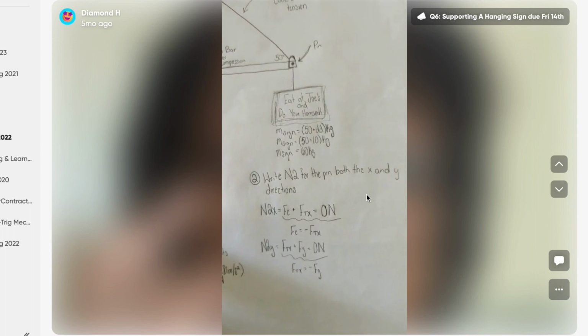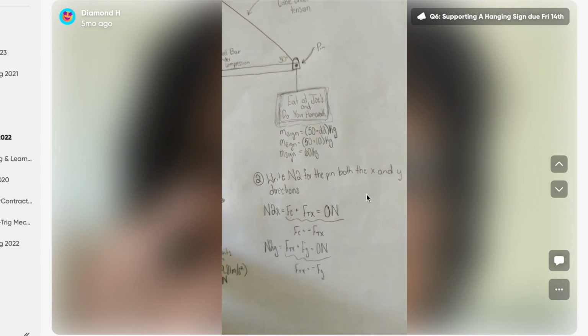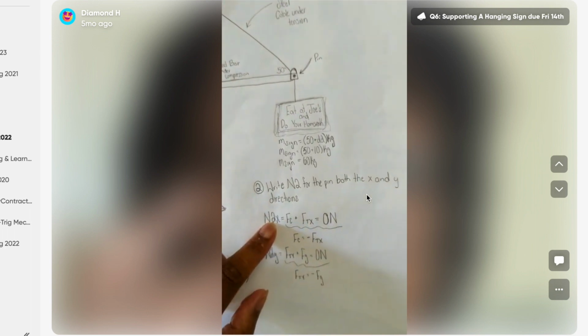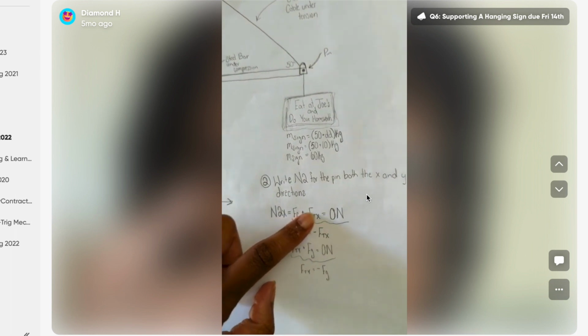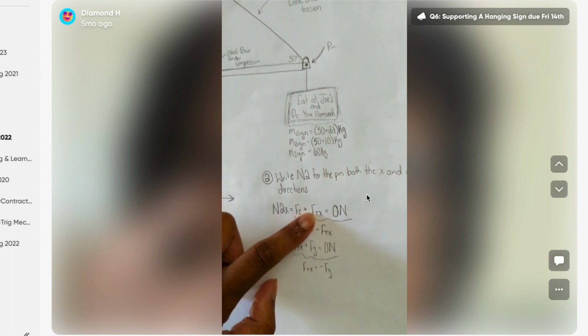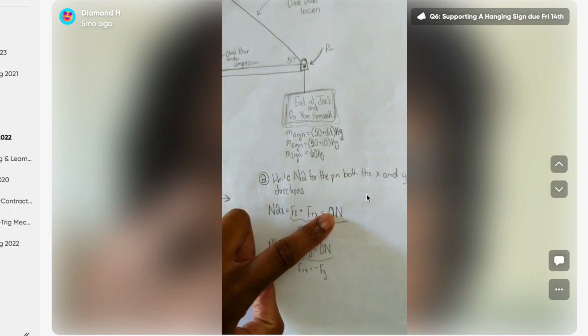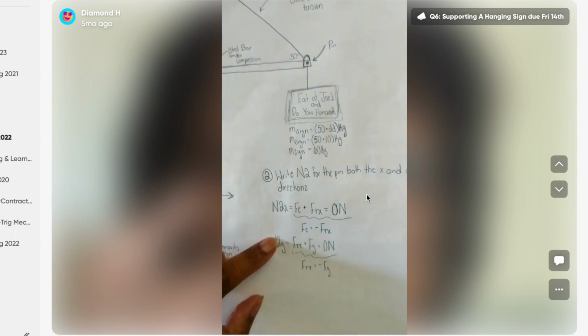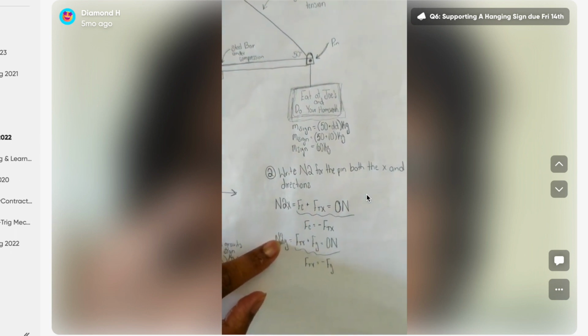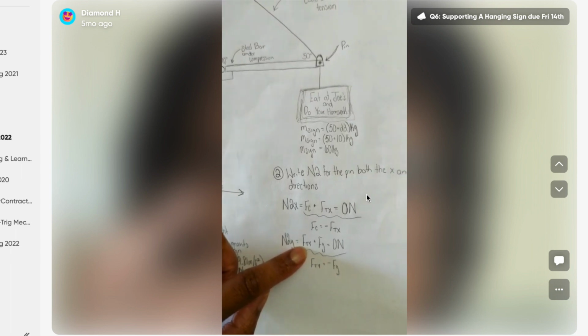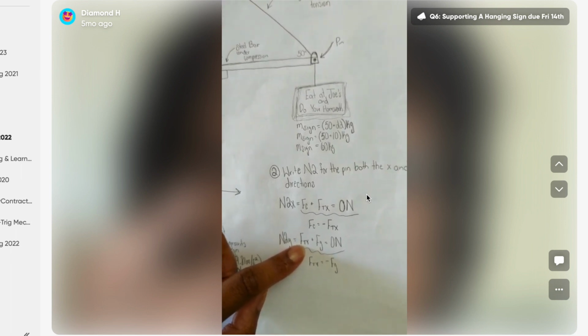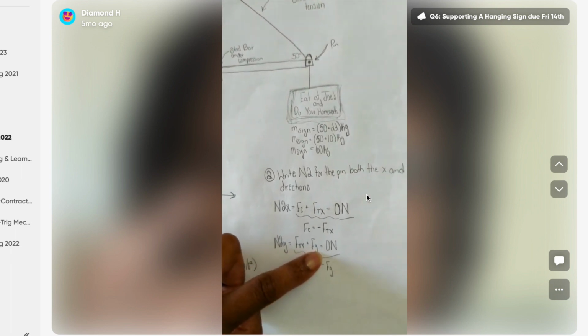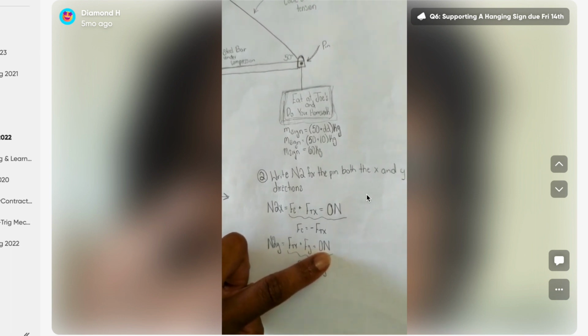Newton's second law for the pin, both the x and y directions. So for the x direction, we have the force of compression plus the force of tension in the x direction is equivalent to 0 newtons. And then for Newton's second law in the y direction, it would be the force of tension in the y direction plus the weight of the sign is equivalent to 0 newtons.